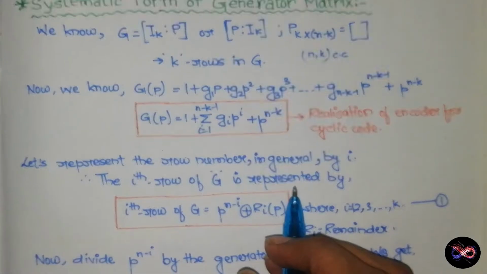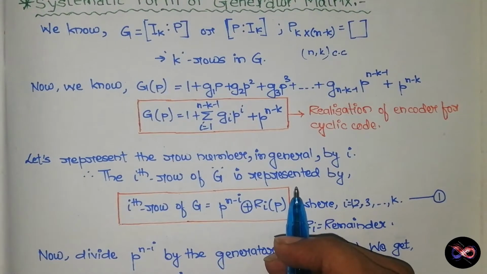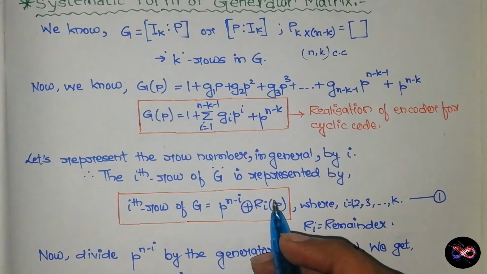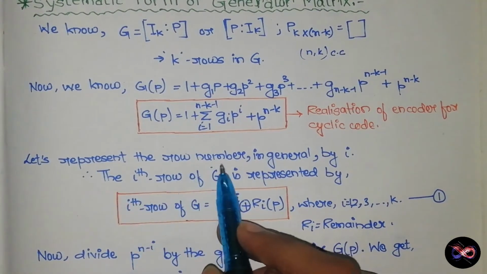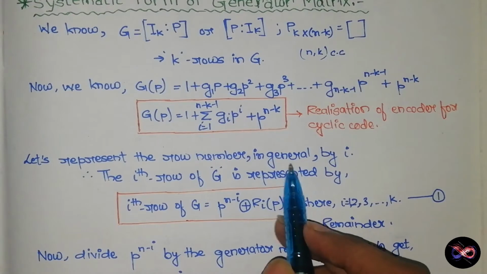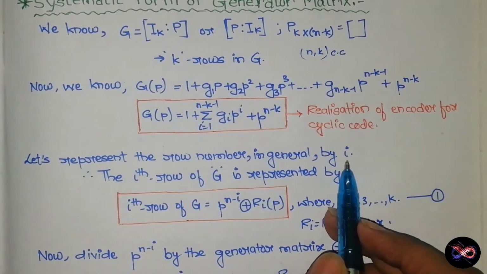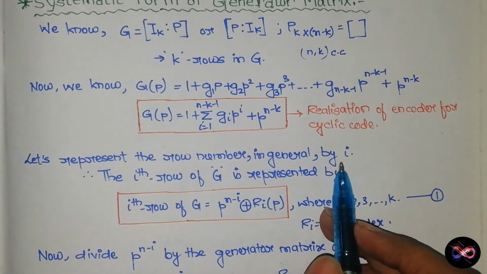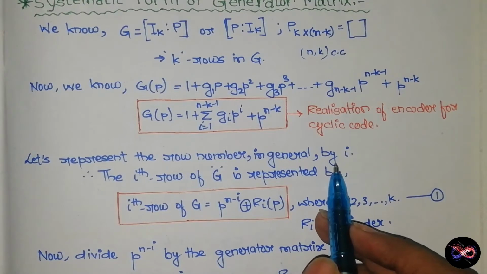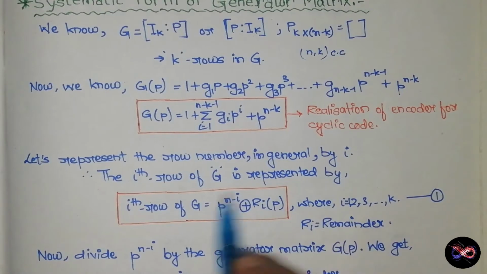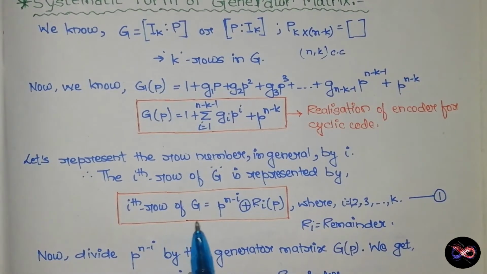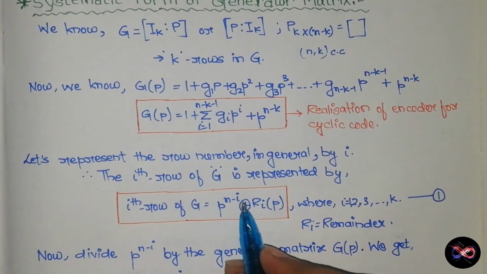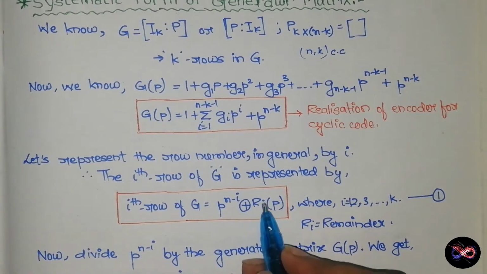Now we will try to formulate the steps for how we can generate a generator matrix from a generator polynomial. Let's represent the row number in general by i, just like we do in coding, for i equal to 0, i less than n. So we are generalizing the number of rows by i. The ith row of G is represented as p to the power n minus i plus R_i(p).